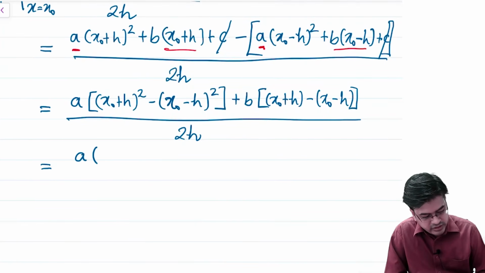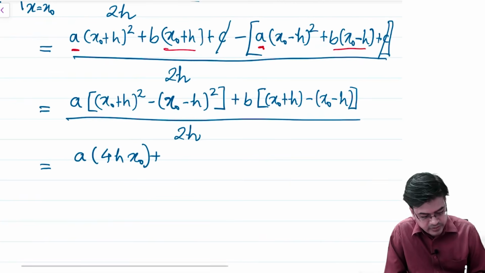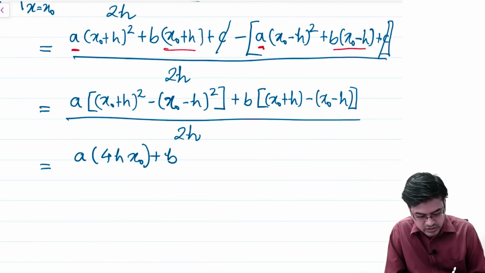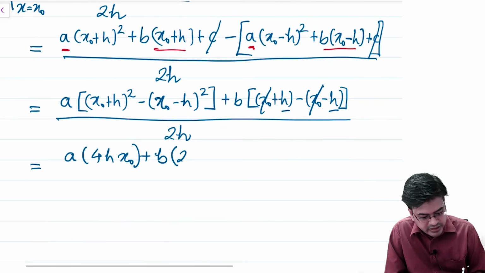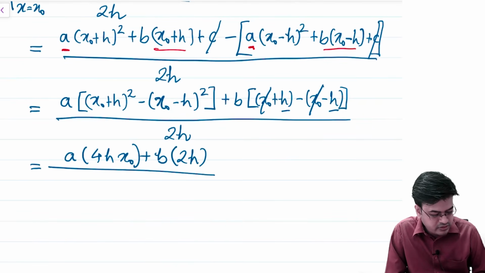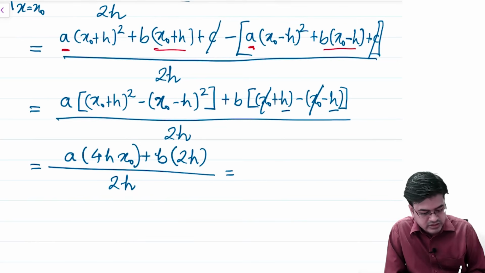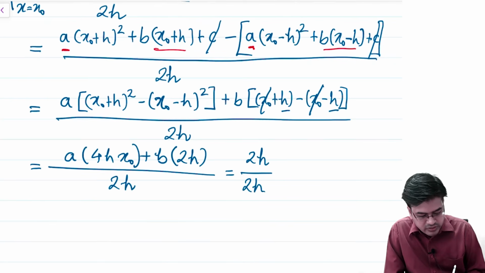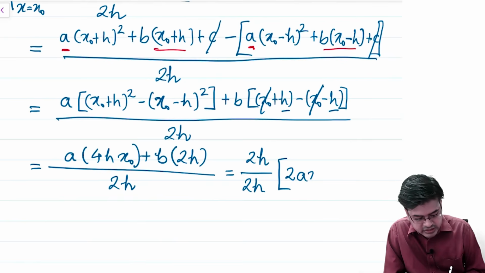So I will simply use that calculation and substitute it here. So a into 4h times x naught plus b times (x naught plus h) minus (x naught minus h), so x naught minus x naught will cancel itself, h plus h, that is 2h, so I will get b times 2h upon 2h. So on further simplification, you can simply take out 2h as a common factor upon 2h, and here you will be left with 2 times a x naught plus b.